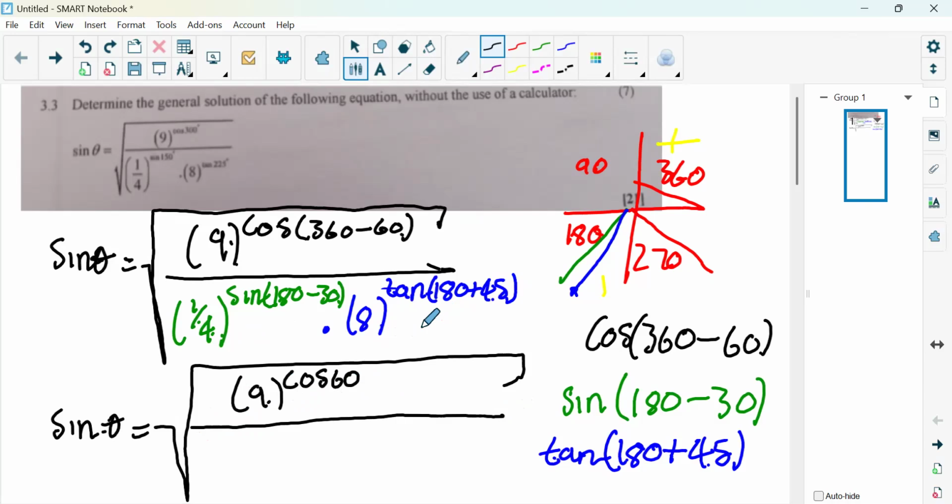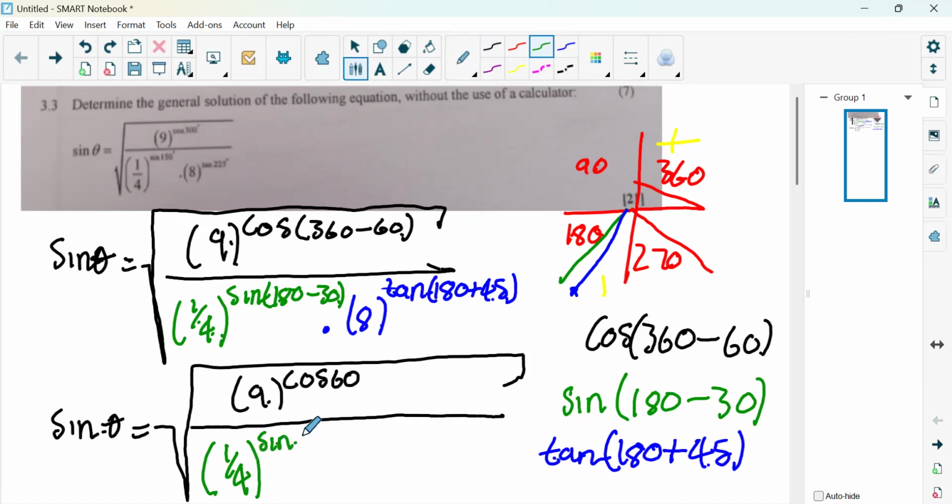You have sine. We are in the second quadrant. 150 is in the second quadrant. What would you say about sine in the second quadrant? Positive or negative? Sine is positive. So we are going to write this thing as the sine of theta.